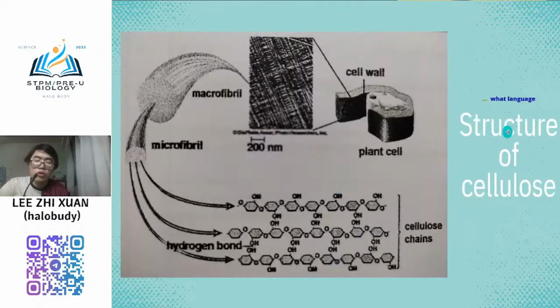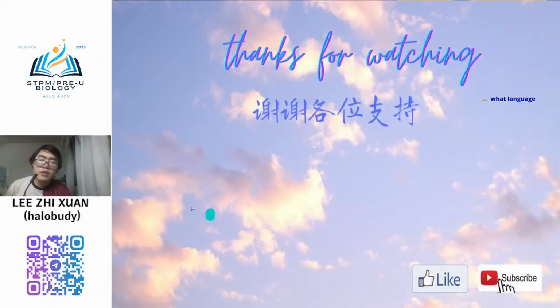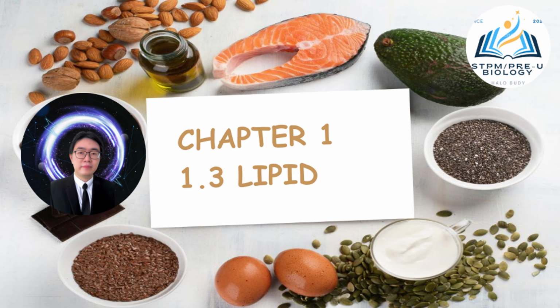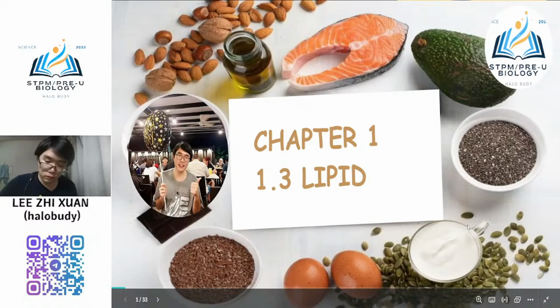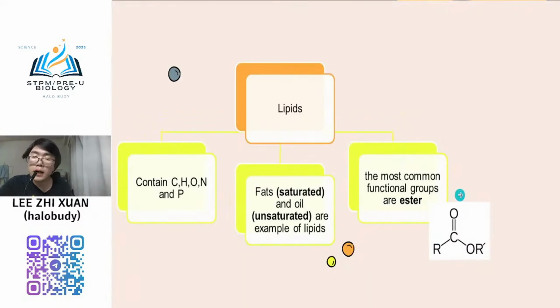So this is the structure of cellulose, and then this one is chitin. This is an example of a heteropolysaccharide. One example of a heteropolysaccharide. Okay, but you do not need to learn it, it is not in your syllabus. Okay, so we proceed to lipid. So you need to know what lipid is.